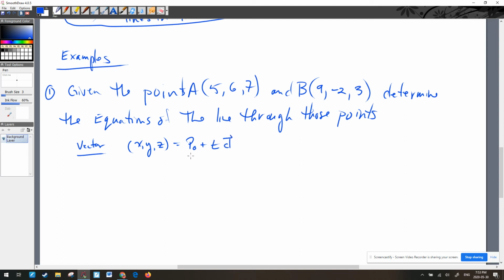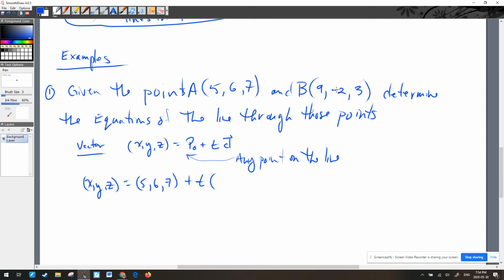Well, the anchor point can be anything. The anchor point is any point on the line. Either of those are good choices. They're both eligible. Now, we're not limited to those because clearly there's an infinite number of points on this line, but those are the obvious choices. So I'm going to say x, y, z is equal to, and I'm going to just choose this point arbitrarily, 5, 6, 7 plus t times, now I need a direction vector.